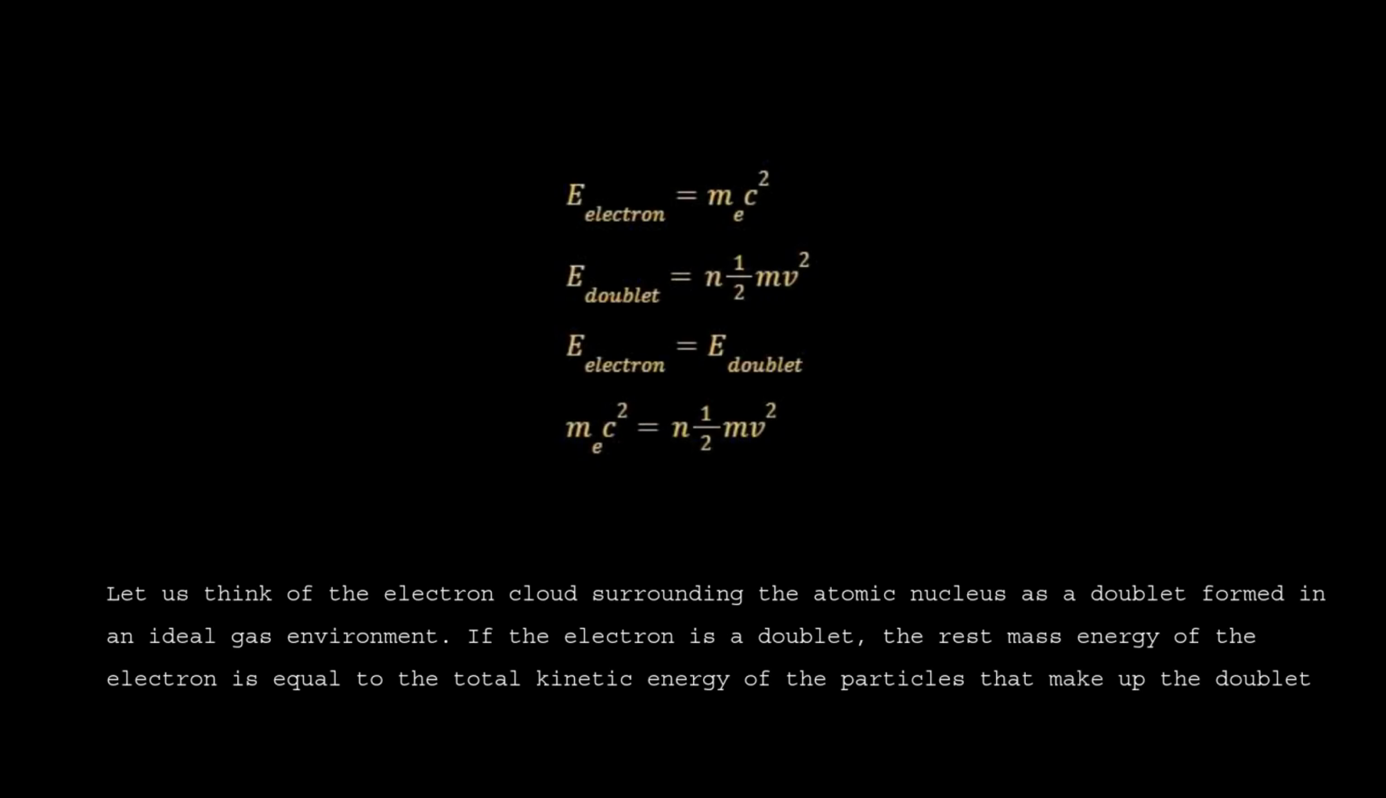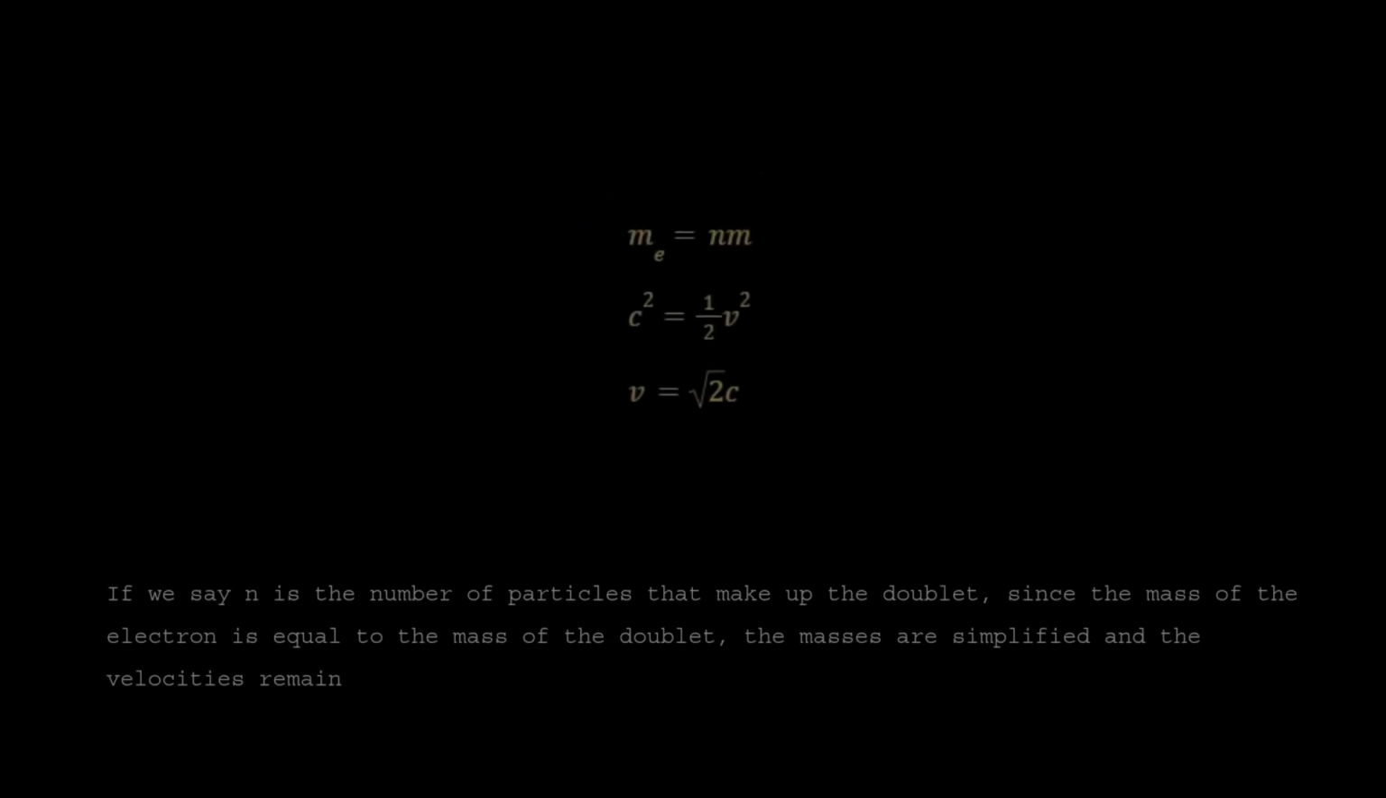Let us think of the electron cloud surrounding the atomic nucleus as a doublet formed in an ideal gas environment. If the electron is a doublet, the rest mass energy of the electron is equal to the total kinetic energy of the particles that make up the doublet. If we say n is the number of particles that make up the doublet, since the mass of the electron is equal to the mass of the doublet, the masses are simplified and the velocities remain.